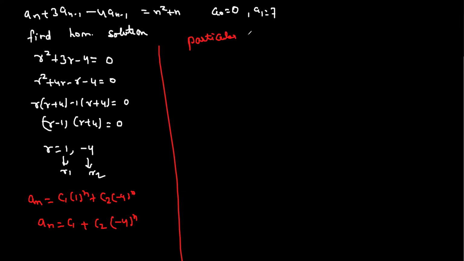For particular solution, always check what is right hand side. Right hand side is what? Quadratic equation. And quadratic equation is what? N square Bn plus C. Understood? N square Bn plus C. Okay? Understood?